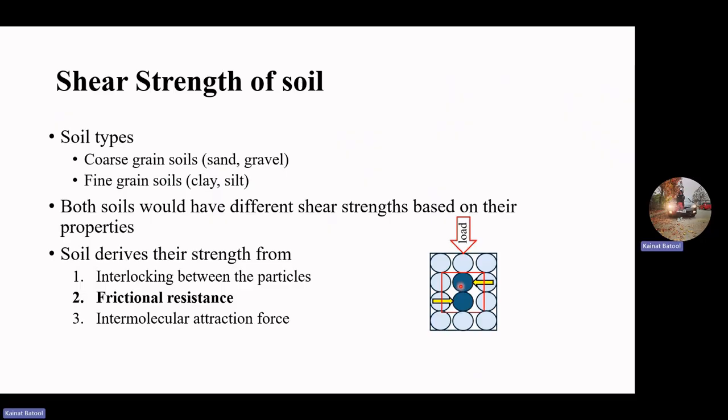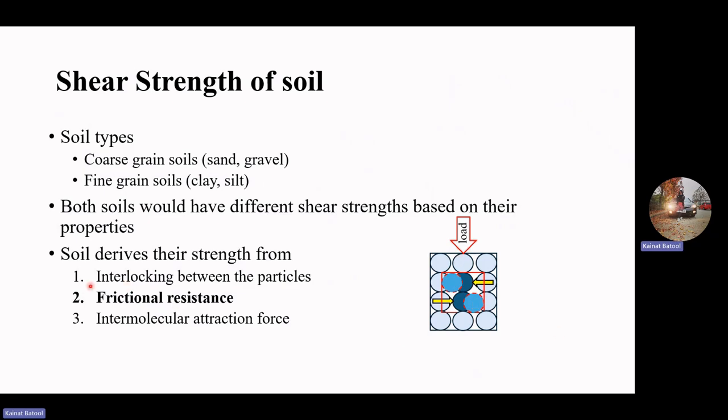If they resist a very good value against this applied force or load, then that would have a higher frictional resistance. And if we put a very small amount of force and the particle moves, that means it has a lower frictional resistance. Now when the force is applied, this particle is moving this distance, while this particle is moving this distance. If it resists more, it will have more frictional resistance. More frictional resistance will contribute towards more shear strength.